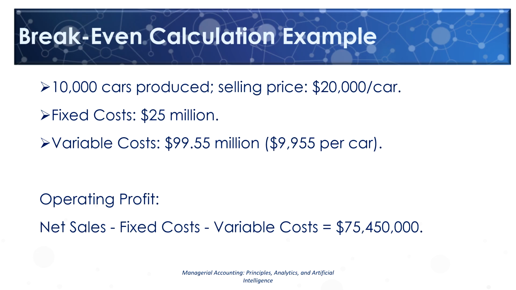Here is an example of break-even using an auto manufacturer. An auto manufacturer produces 10,000 cars and sells each for $20,000. Fixed costs are $25 million. Variable costs total $99.55 million, which equals $9,955 per car.